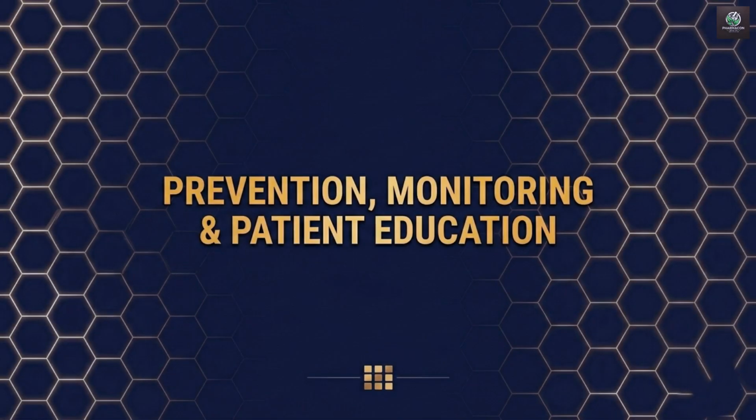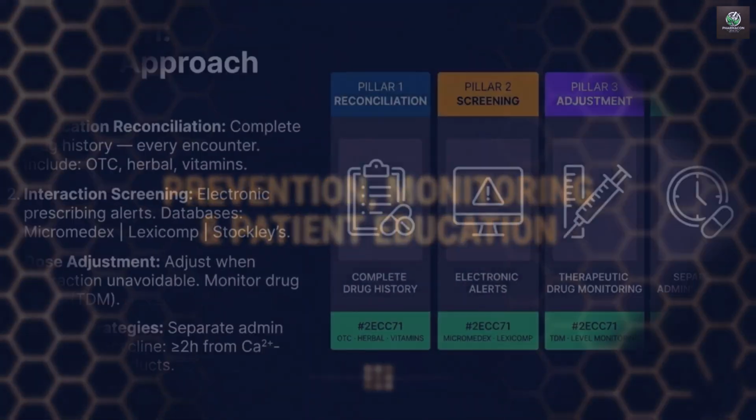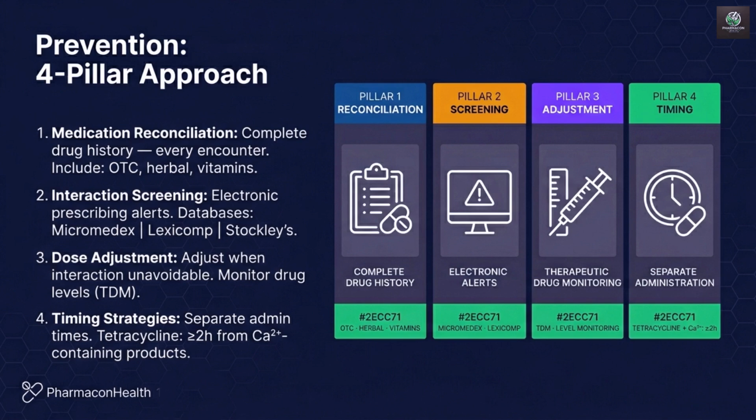Understanding the mechanisms is only the first step. The clinical goal is prevention and management. Let us examine the systematic approach. Preventing drug interactions requires a four-pillar approach. First, medication reconciliation. A complete, verified list of all drugs the patient is taking must be obtained at every clinical encounter, including prescription drugs, over-the-counter medicines, herbal supplements, and vitamins. Incomplete medication histories are the single most common root cause of missed interactions.